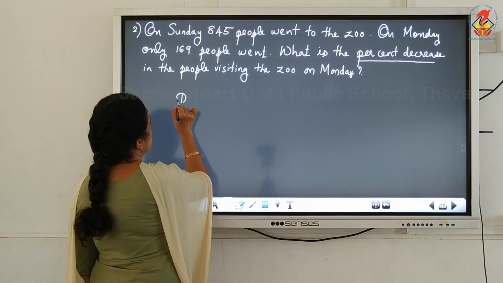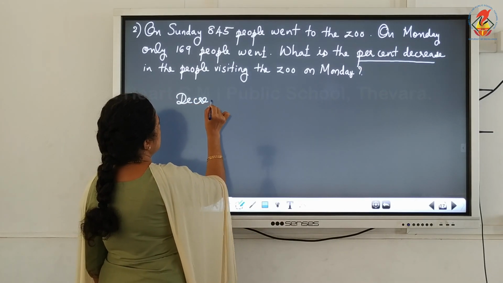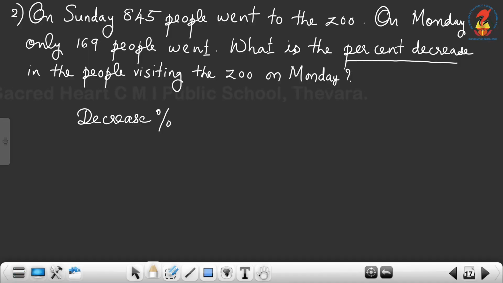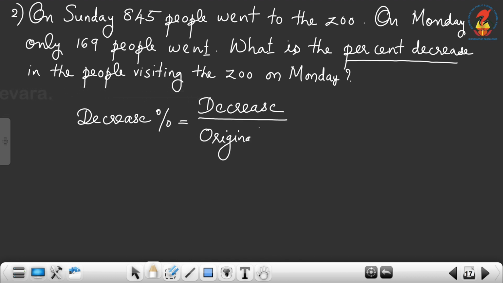We already learned how we can find the decrease percent or increase percent. So the percent decrease is equal to decrease divided by the original value, that means the base, into 100.